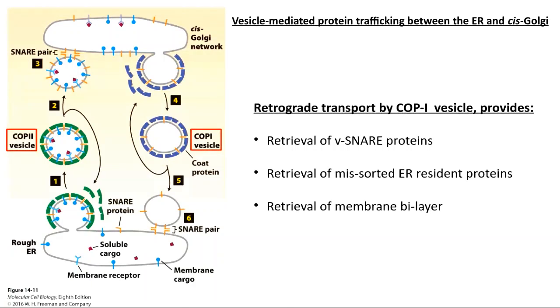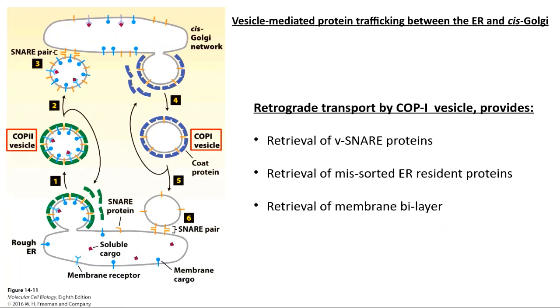And this is for the retrograde transport between the cis Golgi and the ER. The COP1 coated vesicles, in case of retrograde transport, in case of cisternal maturation, bring back the specific compartment specific enzymes, which we are not discussing here.